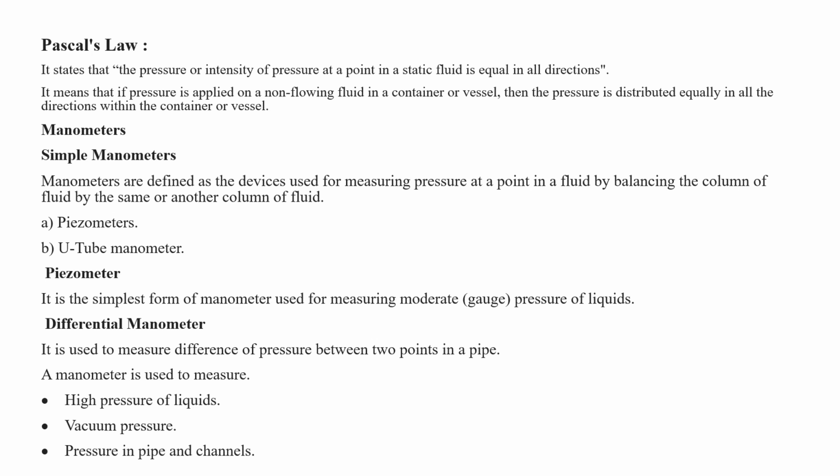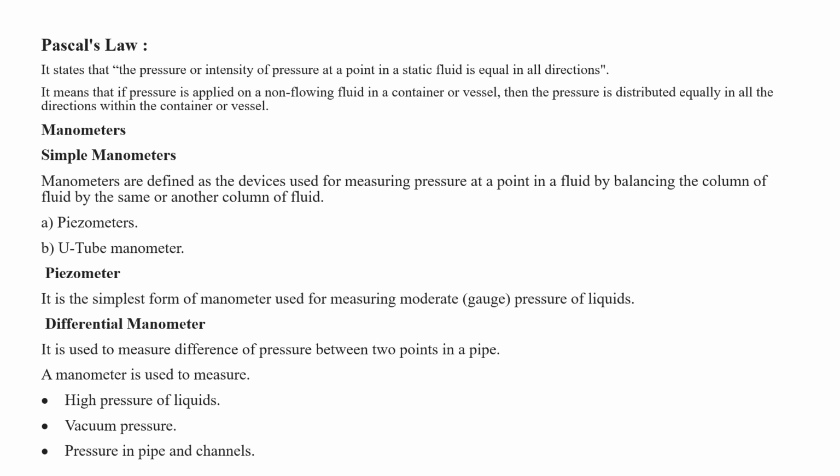Now we'll discuss the manometers and the different types of manometers. Manometers are the devices used for measuring the pressure at a point in a fluid, and simple manometers are used to measure the pressure by balancing the column of the fluid by the same or another column of the fluid. The different types of simple manometers are piezometers and U-tube manometer.